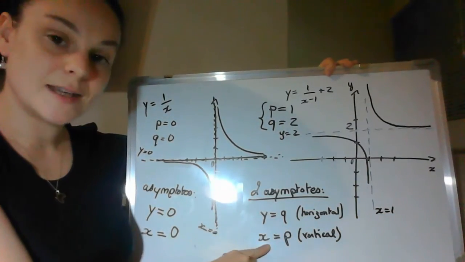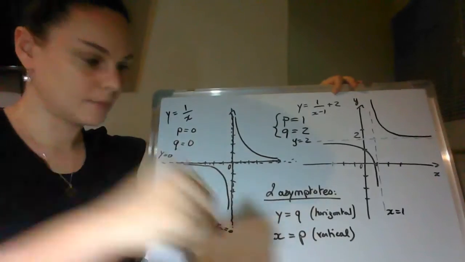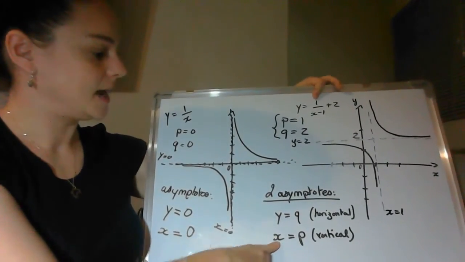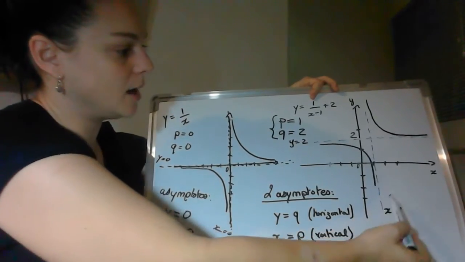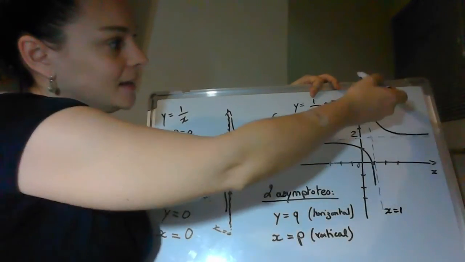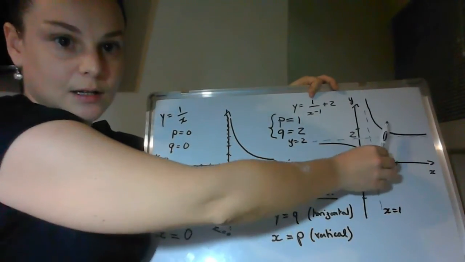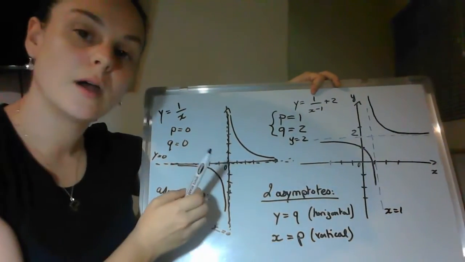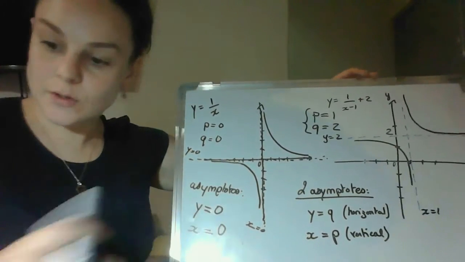For the vertical asymptote, it's x equals p. So x equals p, that's x equal 1. For x equals 1, we have a vertical straight line, and that is our asymptote here, splitting the right and left arm of our hyperbola.